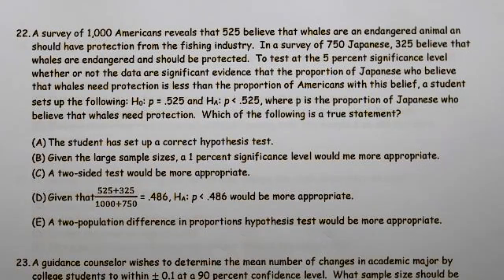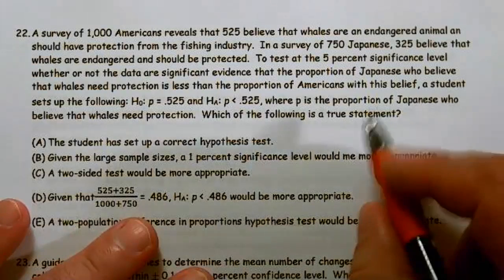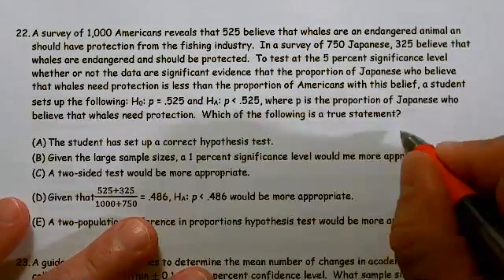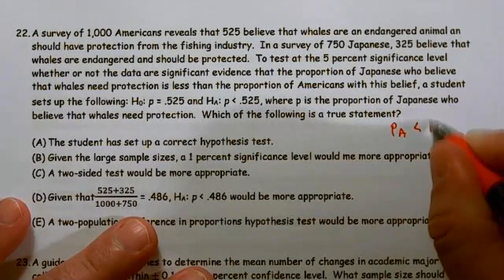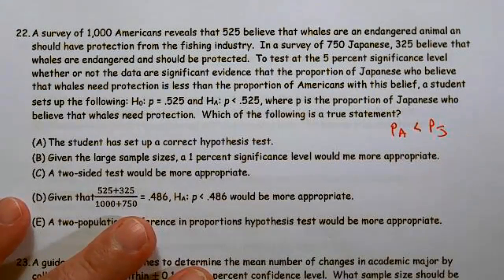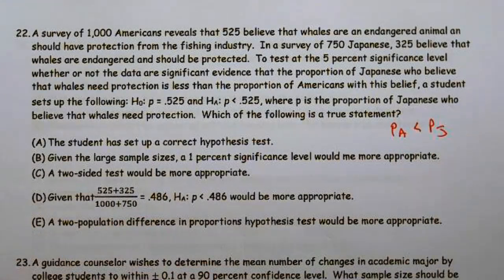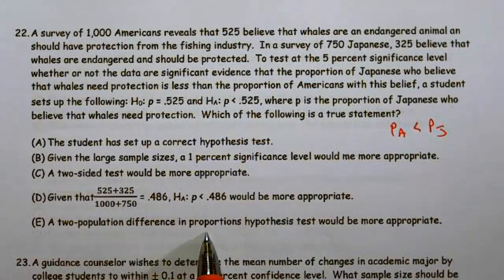All right. Here we have two independent groups. We have a group of Americans and a group of Japanese. We have two independent groups. We'd be better off saying, hey, is the proportion of Americans less than the proportion of Japanese? Because we have two independent groups, a two population difference in proportions would be more appropriate.